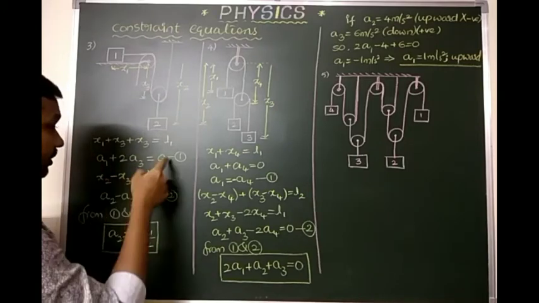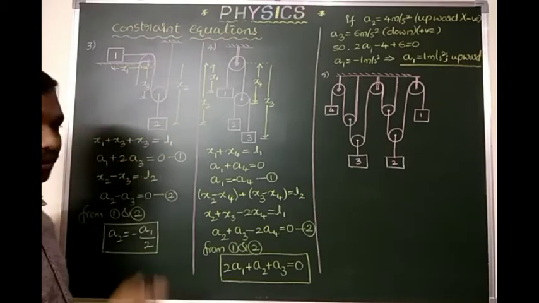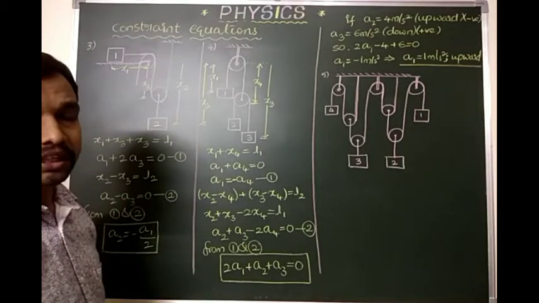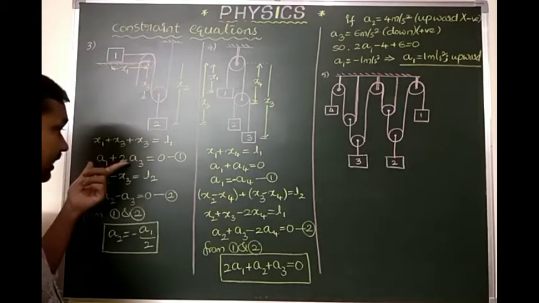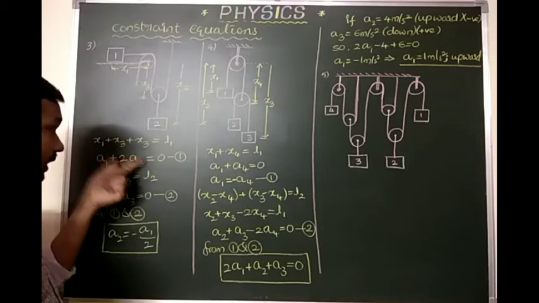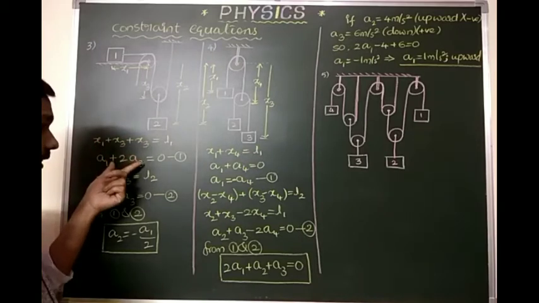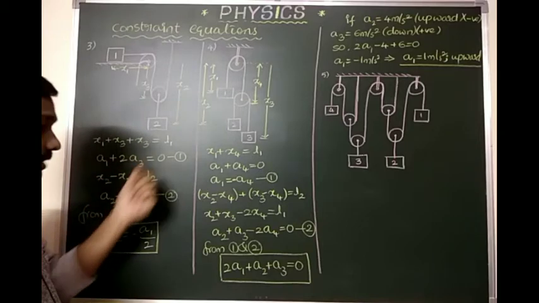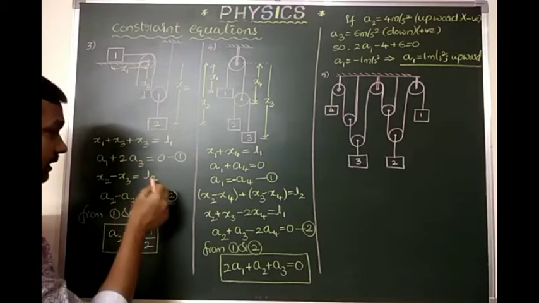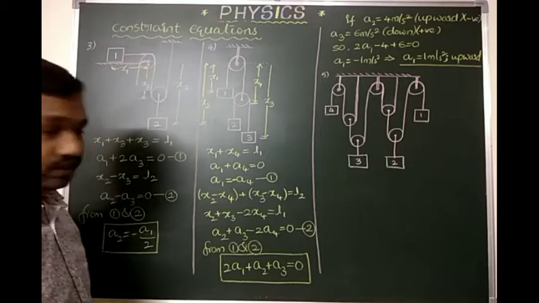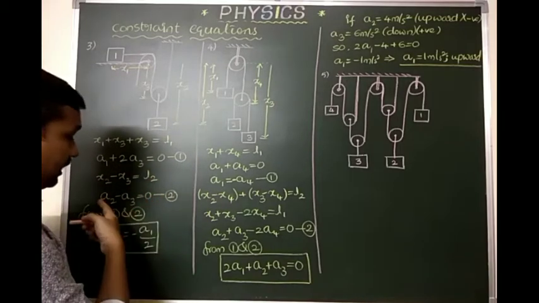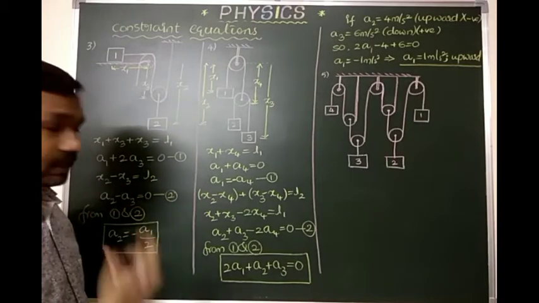After differentiation we get a relation directly. I wrote here differentiation two times with respect to time. So we get the relation A1 plus 2A3 equals 0, that is the first equation. Taking x2 minus x3 equals L2 for the second string, if we differentiate it two times, A2 minus A3 equals 0.